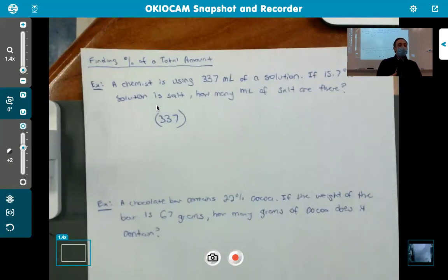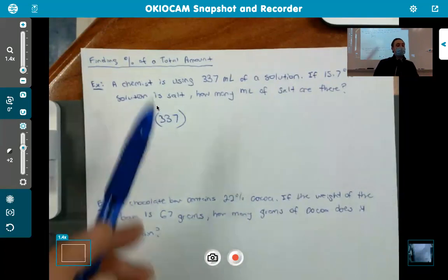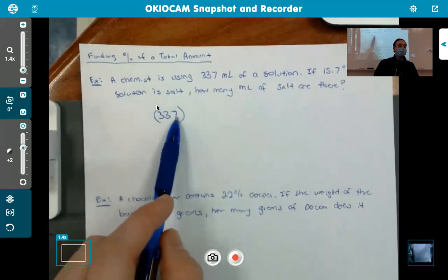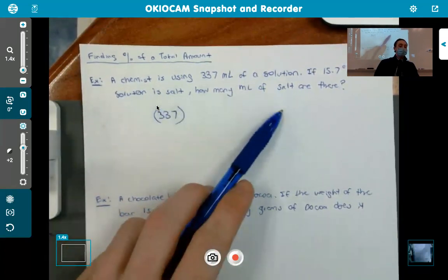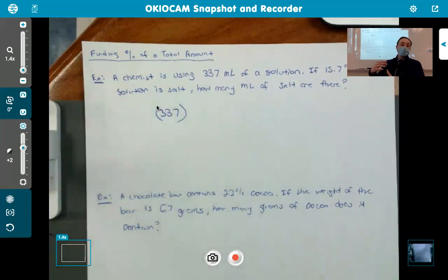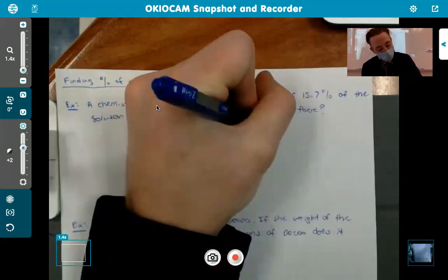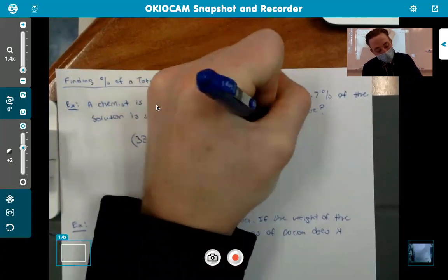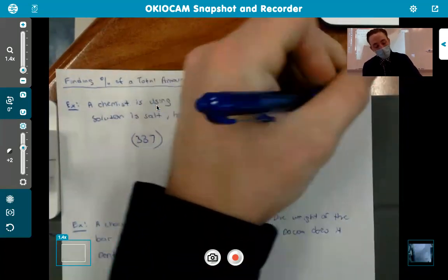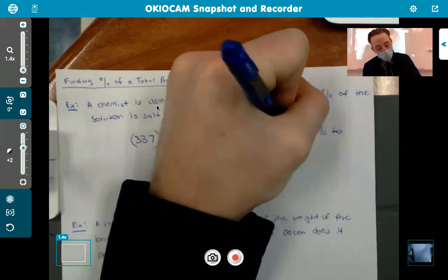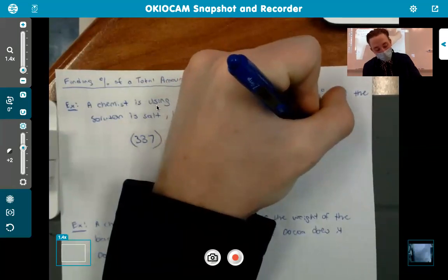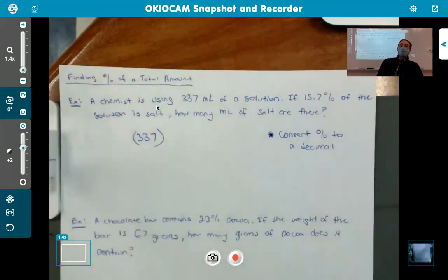15.7% of that is salt, and we're trying to find out, well, of this total, so 337 total milliliters of the solution, if 15.7% is salt, well, how many milliliters of salt are there exactly, right? How much do I exactly have? So the first thing that I do, and I'm going to put the notes here off to the side, is I'm going to convert the percent to a decimal. All right. That's going to be my first step.